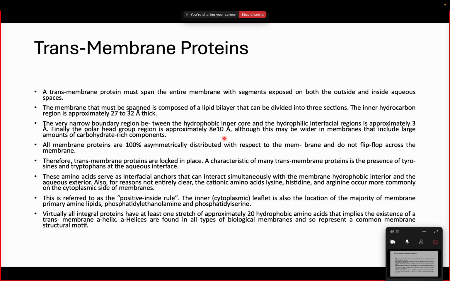Next is transmembrane protein. So a transmembrane protein, as the name suggests, will be traversing throughout the membrane, right? So a transmembrane protein must span the entire membrane with segments exposed on both the outside and the inside aqueous spaces. The membrane that must be spanned is composed of a lipid bilayer that can be divided into three sections. The inner hydrocarbon region is approximately 27 to 32 angstrom thick. The very narrow boundary region between the hydrophobic inner core and the hydrophilic interfacial region is approximately 3 angstrom. Finally, the polar head groups region is approximately 8 to 10 angstrom.